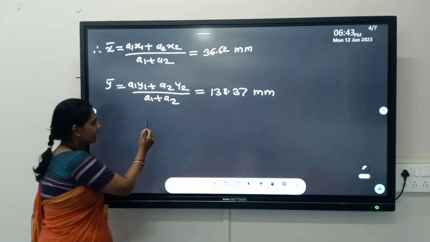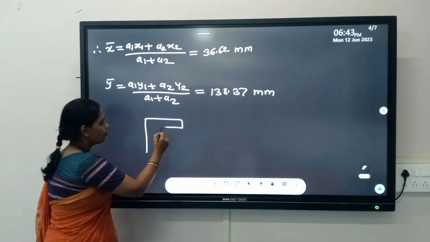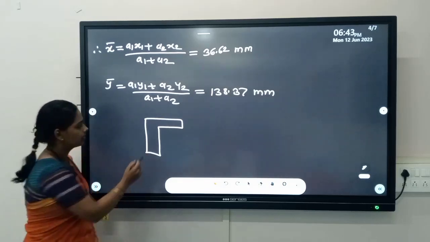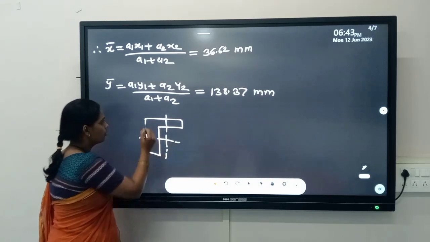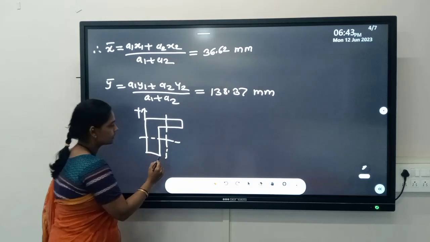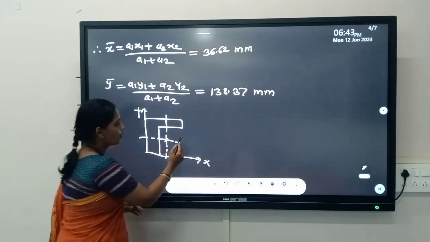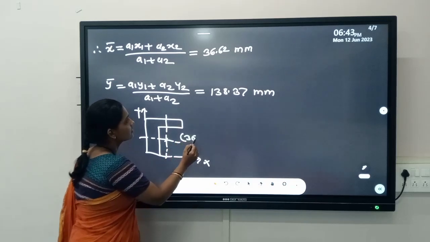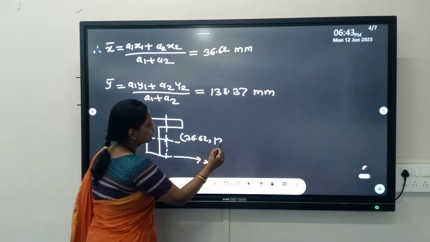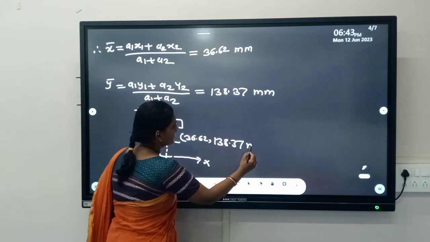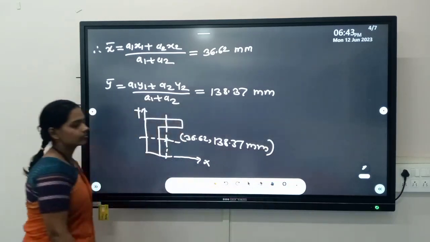Lastly, what you have to do is draw the diagram again and locate the centroid in it. This is your centroid from the y axis and from the x axis. So this is the CG of the whole figure. What are these components? 36.62 comma 138.37 mm.